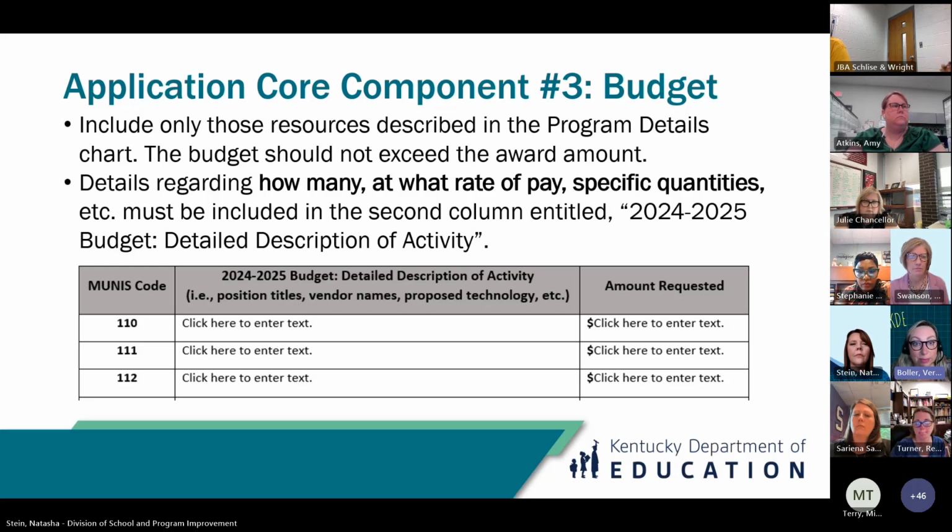This is where you put the similar information, but broken down and detailed based on rates, how many teachers are registering for a conference, that sort of thing. The greater the detail here, the better. That's just going to increase the likelihood of your application getting approved quicker.